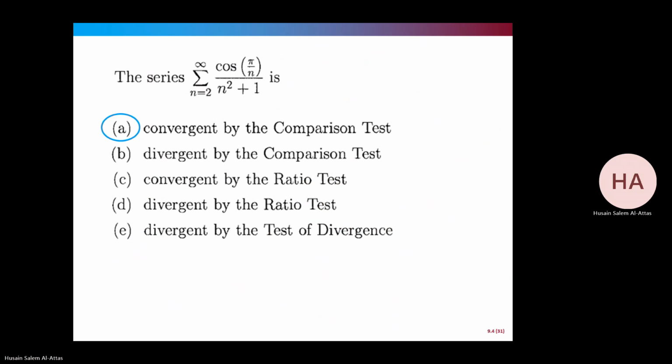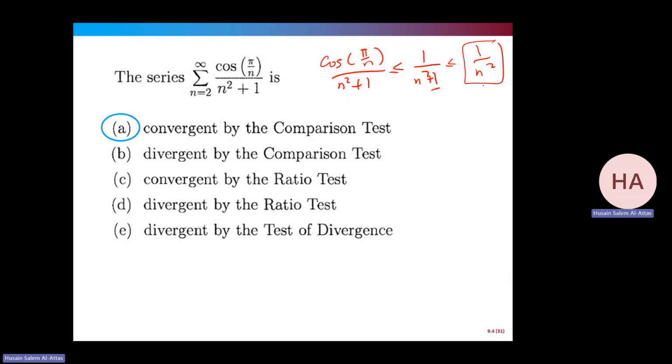Yeah, this one now. How to do this one? If you notice, this is cosine pi over n squared plus 1. This is less than or equal to 1 over n squared plus 1. And that will be less than or equal to 1 over n squared, since the denominator will be bigger, so the number will be smaller. This is a P series, which converges. So if the bigger one converges, for sure this one will converge.